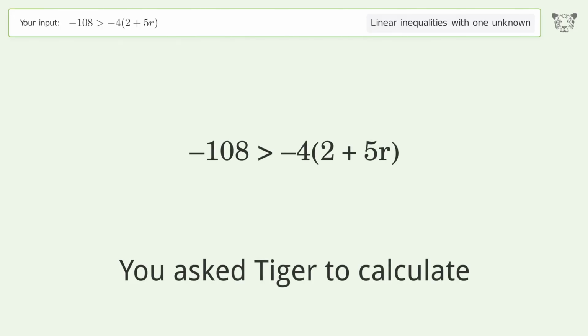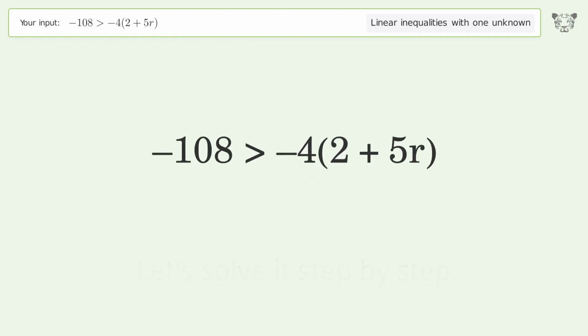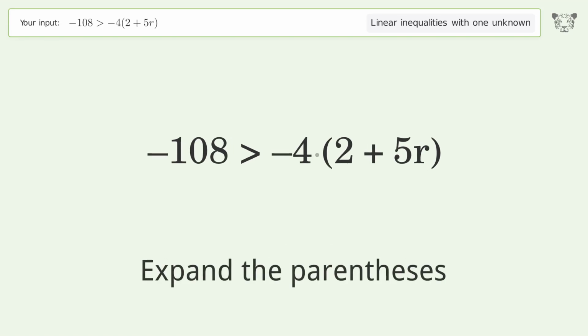You ask Tiger to calculate. This deals with linear inequalities with one unknown. The final result is r greater than 5. Let's solve it step by step. Simplify the expression. Expand the parentheses.